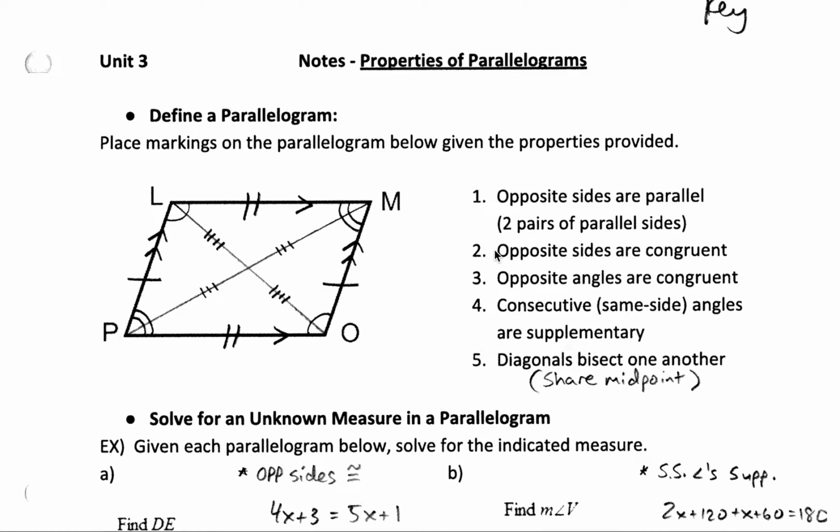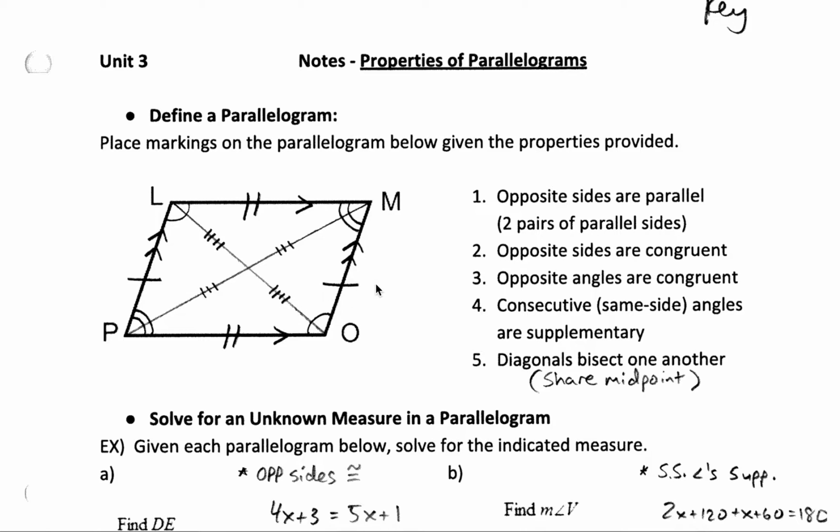Second property, opposite sides are congruent, so again, opposite being across from. Those two sides, LP and MO, are the exact same length. We show that by putting a little hash mark representing the same length. Also, LM opposite from PO, those opposite sides are the same length. They're not going to be the same as the left and right side though, so we're going to give them an extra hash mark.